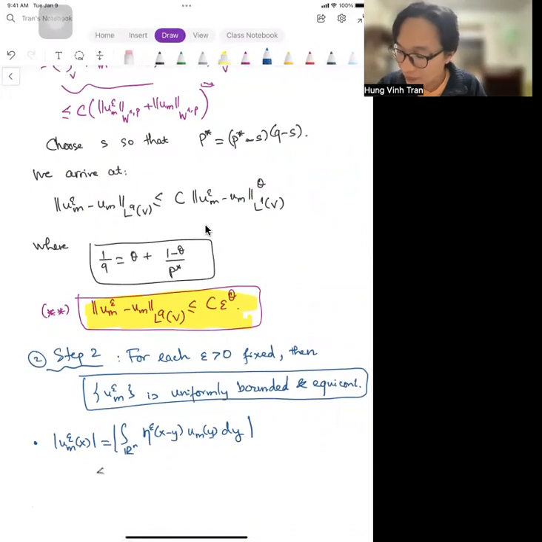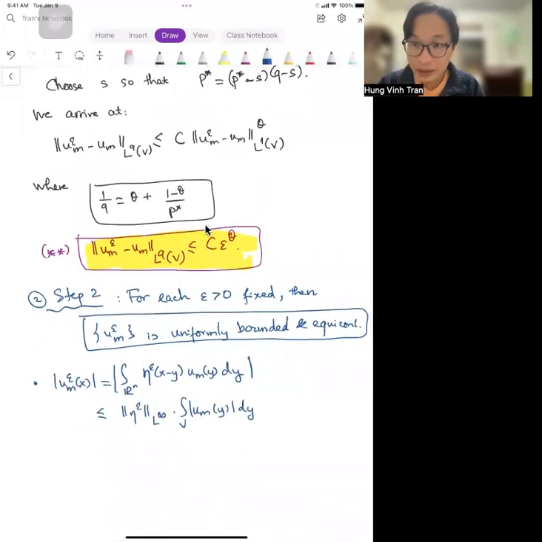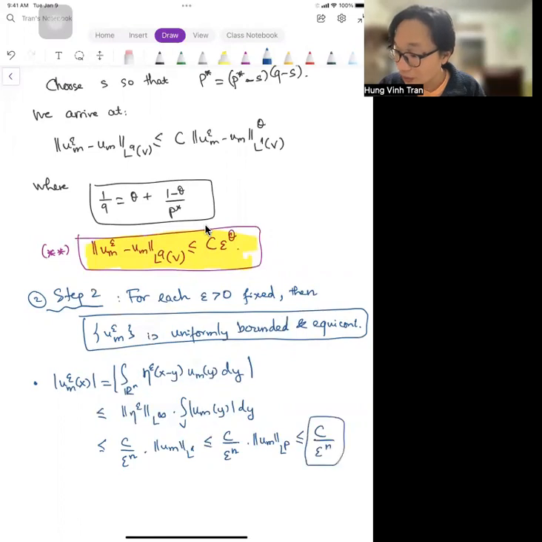So this is less than or equal to the norm of eta_epsilon in L infinity times the norm of u_m in L1, right? Because u_m has compact support, so the integral of |u_m(y)| dy is L1. Eta_epsilon is a rescaled version, so it's bounded by a constant c over epsilon to the n. This is bad as epsilon goes to 0, but for each fixed epsilon, this is bounded times u_m in L1, and by Holder inequality, this is less than c epsilon to the n times u_m in Lp, as usual, which is less than or equal to c over epsilon to the n. Okay, so it's bounded. Again, the boundedness depends on epsilon, but we fix epsilon, so not a big deal.